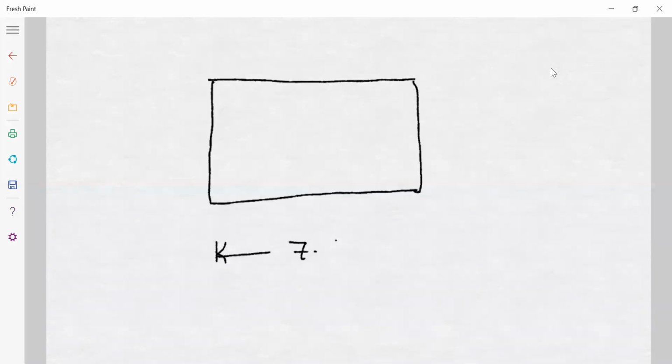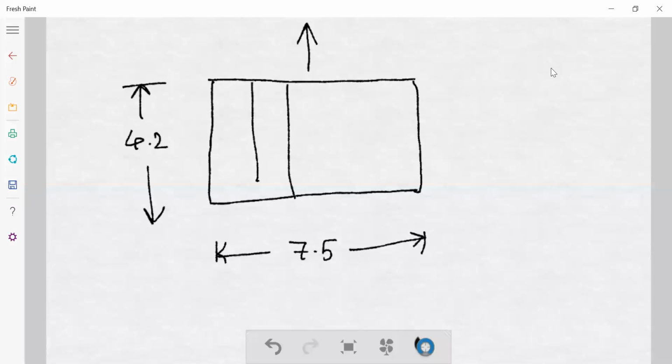So if this is the 7.5, okay, and we are going like this. This is 4.2. These are the stringer beams.